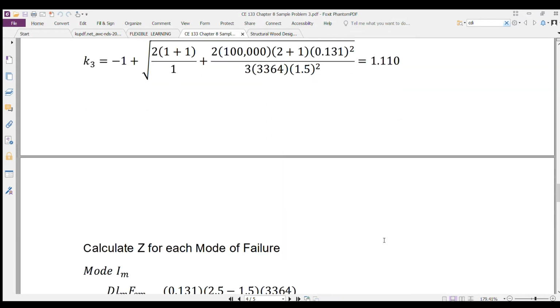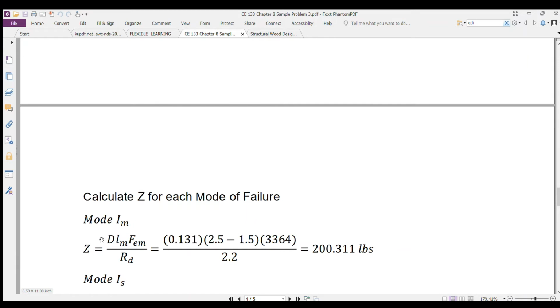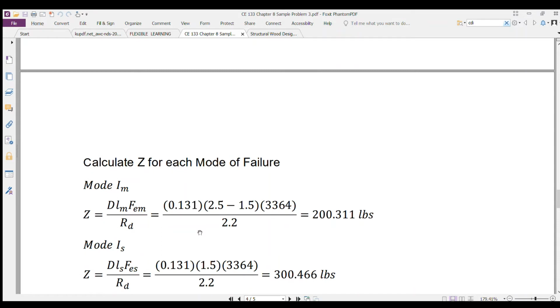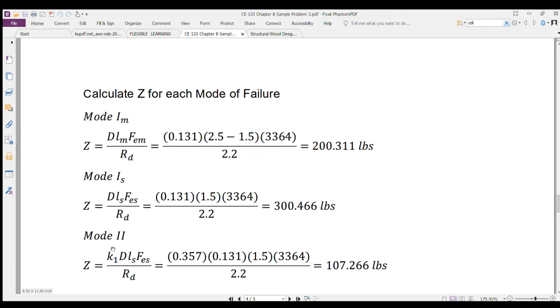So now we need to calculate the value for Z for each mode of failure. First is mode 1M. Substituting these variables, D, L sub M, F, E sub M, and R sub D, we get a value of Z for mode 1 for the main member of 200.311 pounds. Next is mode 1 for the side member. Replacing these variables also, we get a value of 300.466 pounds. Next, for mode 2, replacing the variables here, we have the value of 107.226 pounds.